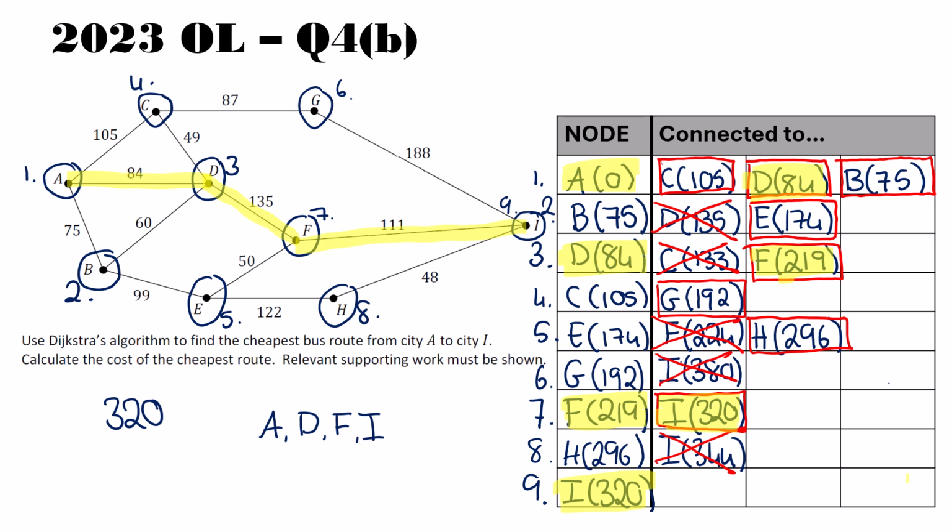Sorry, I actually just realized this should have been 330 for both of these. It doesn't change our path. So here's our 330, which is our final answer. Sorry, F to I was 111 plus 219, which should have been 330. It doesn't change our work through, but it does give us a different answer.